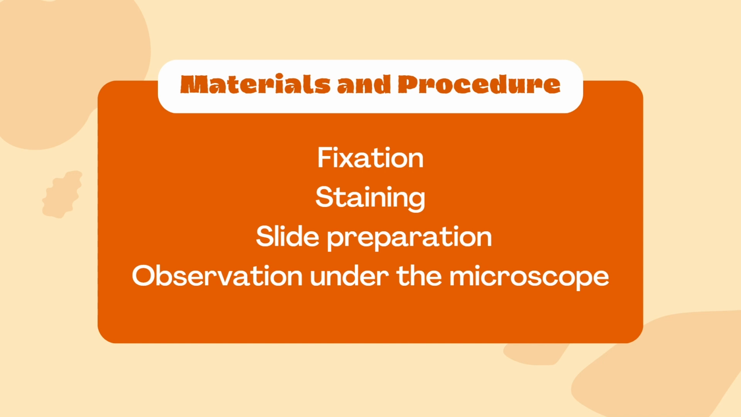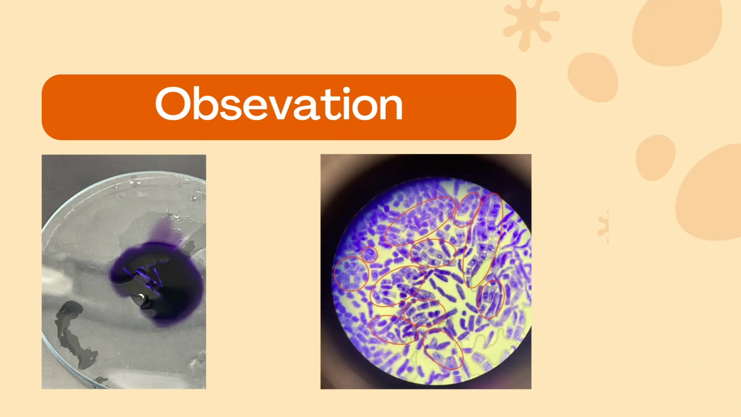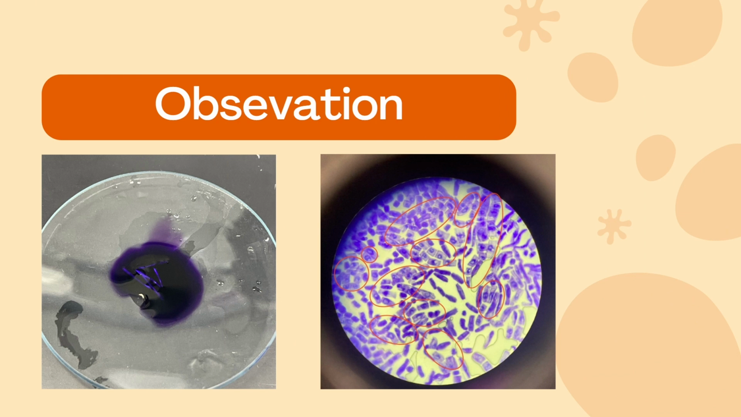The procedure involved a series of meticulous steps, from preparing the garlic root tips through fixation, staining, and slide preparation to the final observation under the microscope. Each step was crucial for achieving clear visibility of the mitotic stages. Let's embark on a data journey through the stages of mitosis, unraveling the complexity and precision of cellular division.